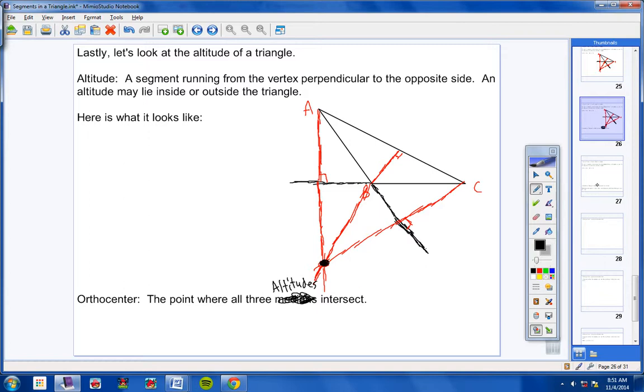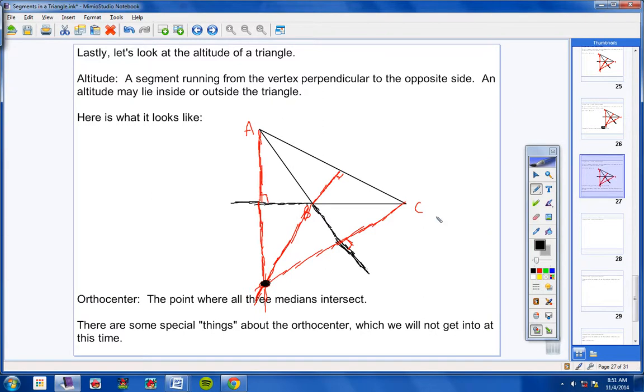Now, just so you understand something, students, there are some special things about the orthocenter. We will not get into it this time. I think one of the things I remember from my earlier studies, there's a line called the Euler line. I think it's this point here, the orthocenter, and the centroid. And there's another word I'm trying to think of we've not covered yet. But anyways, whatever that word is, I'll put a question mark.